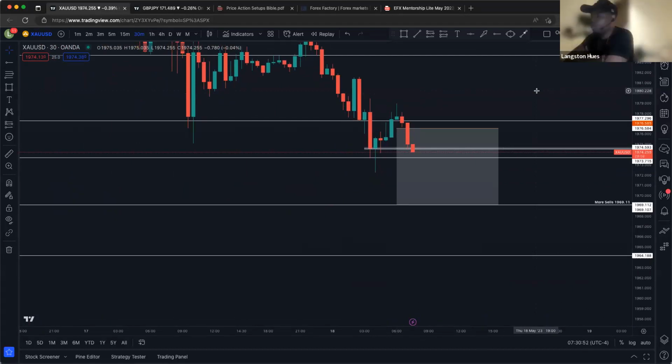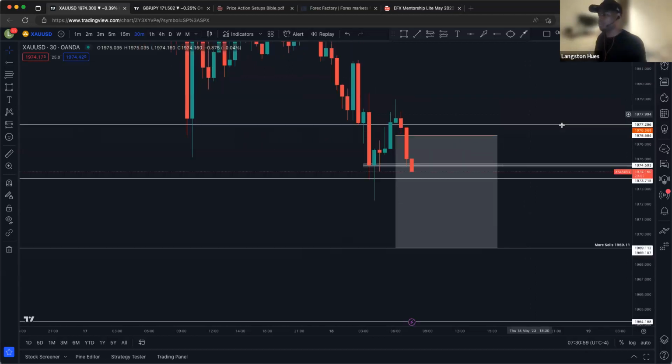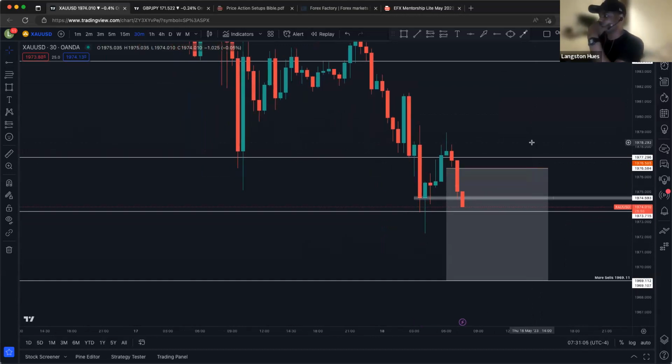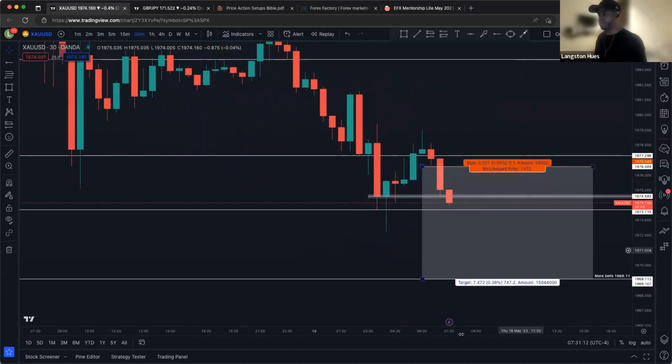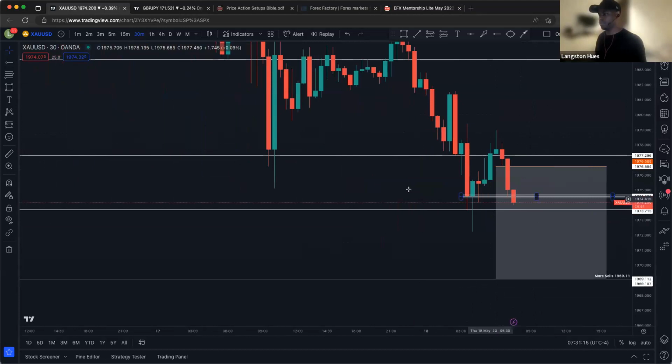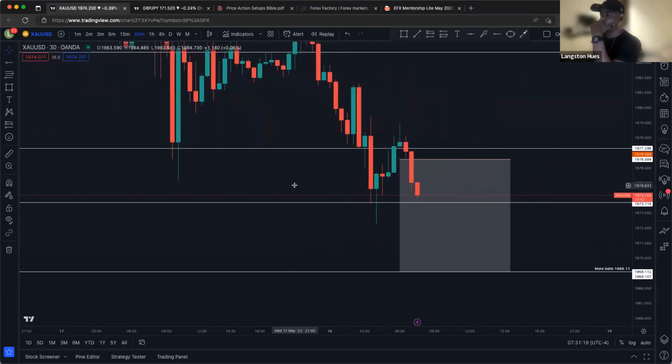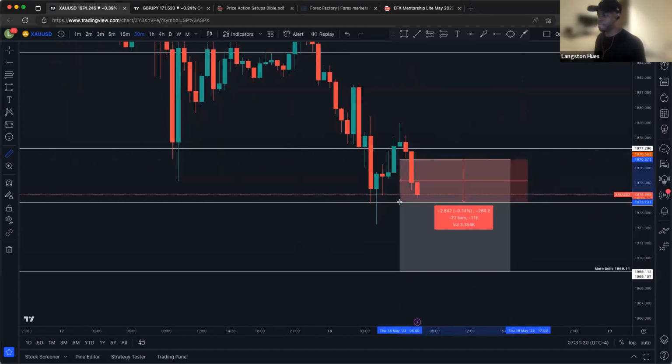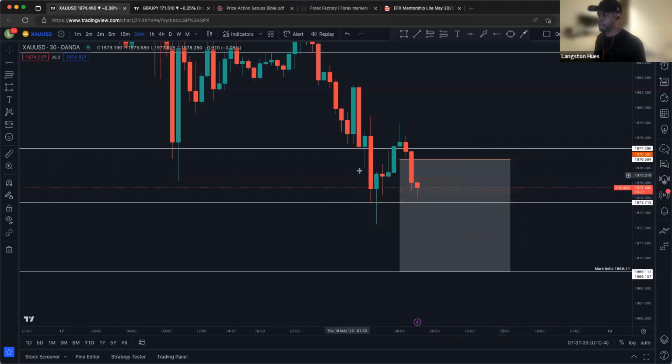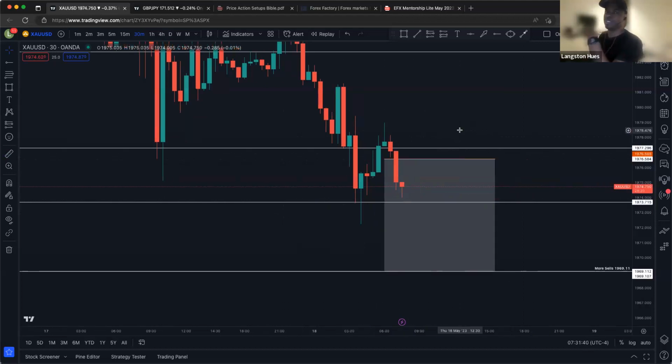And gold breaking the lows of the previous candle. So at this level, this is where I would close full this position, because it's a strong level and the current 30-minute candle doesn't have a top wick.